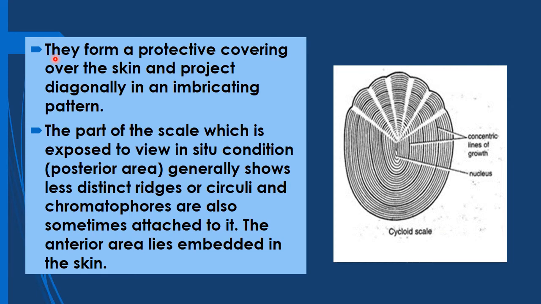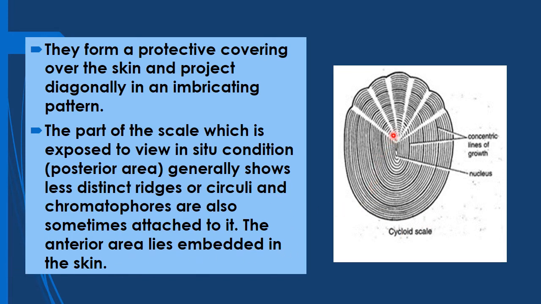They form a protective covering over the skin and project diagonally in an imbricating pattern. The part of the scale which is exposed to view, in situ, generally shows less distinct ridges or circuli, and chromatophores are also sometimes attached to it. The anterior area lies embedded in the skin.